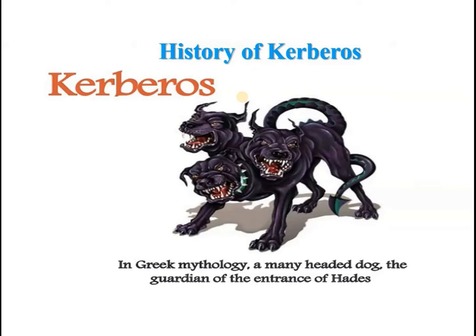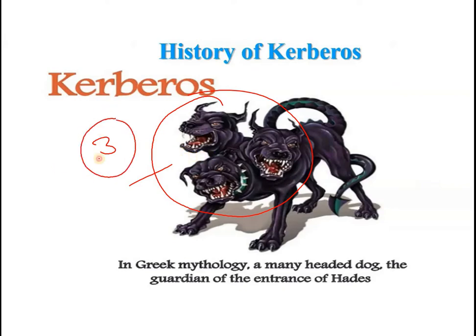So this is the history of the Kerberos. According to the Greek mythology, this many-headed dog is called Kerberos. You can see here, this dog has three heads, and these three heads represent three tasks of Kerberos. So this word Kerberos is taken from the Greek mythology, and it is nothing but the many-headed dog.